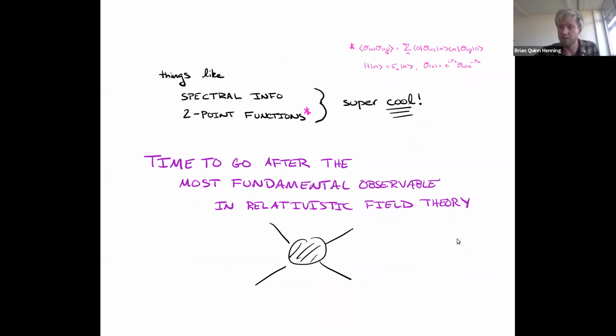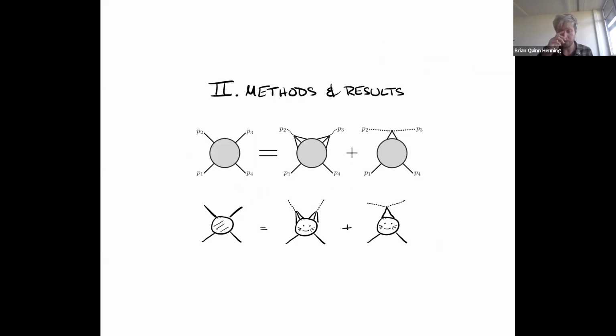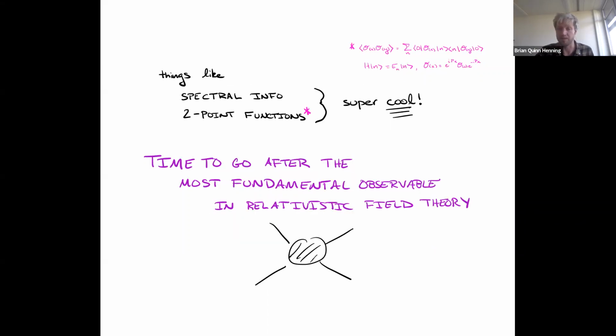Spectral information and two-point functions are all very useful and super cool objects to study, but we were motivated to go after probably the first object that many of us learned about in our QFT courses, or that was emphasized as hugely important, which is scattering and the S matrix. I'm going to pause for a moment just in case there are questions.